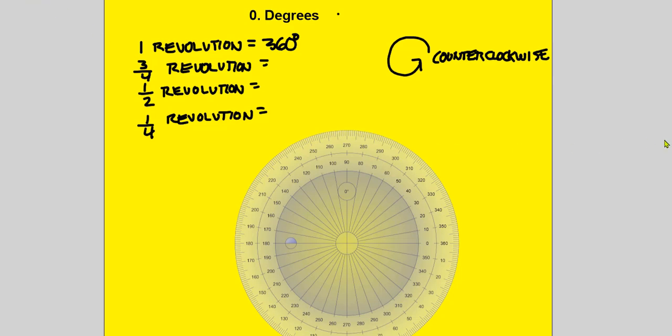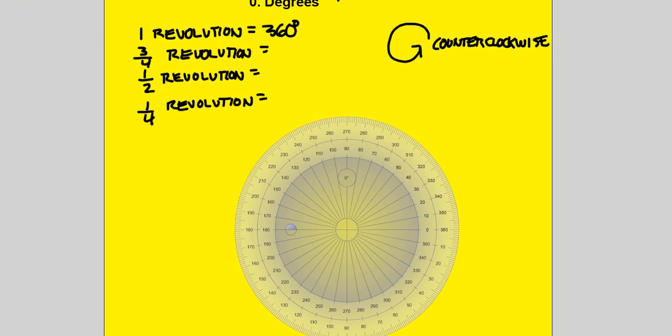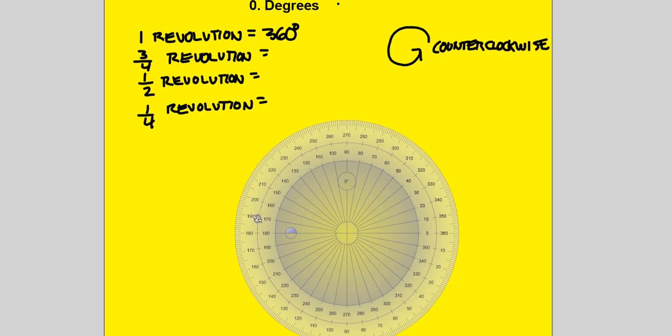So degrees. 360 degrees is considered one revolution. I'm going counterclockwise. That clock goes this way, I'm going the other way. So 360 degrees is one revolution. So this is a quarter revolution right there, and that's going to be 90 degrees.